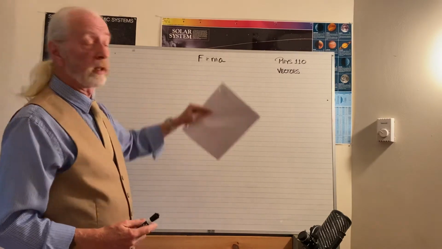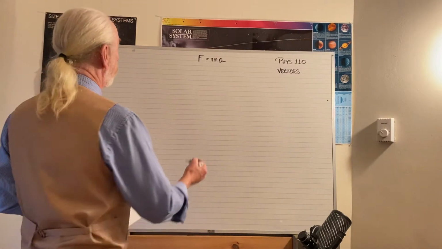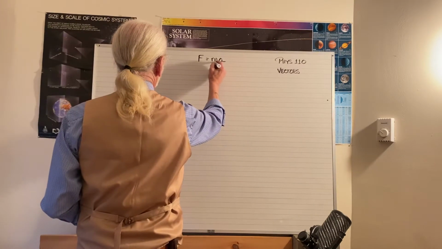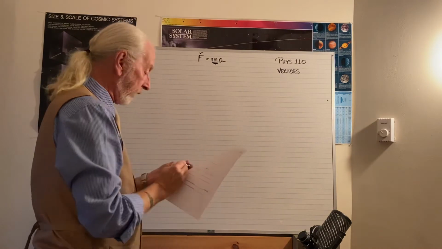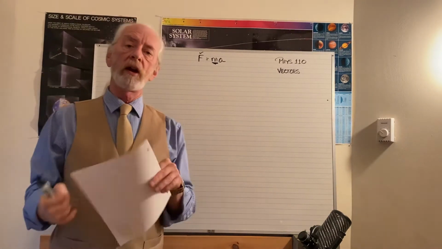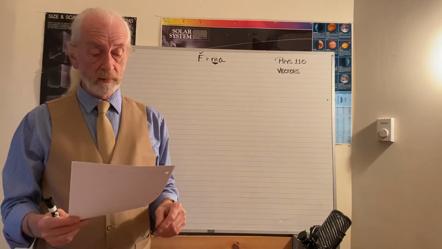Here is the second most famous equation in the world, force equals mass times acceleration. We did quite a bit of work with this. Now it's time to talk about this, force. And if we're going to talk about force, that means we have to talk about vectors. That gets us to page 50 in the book.